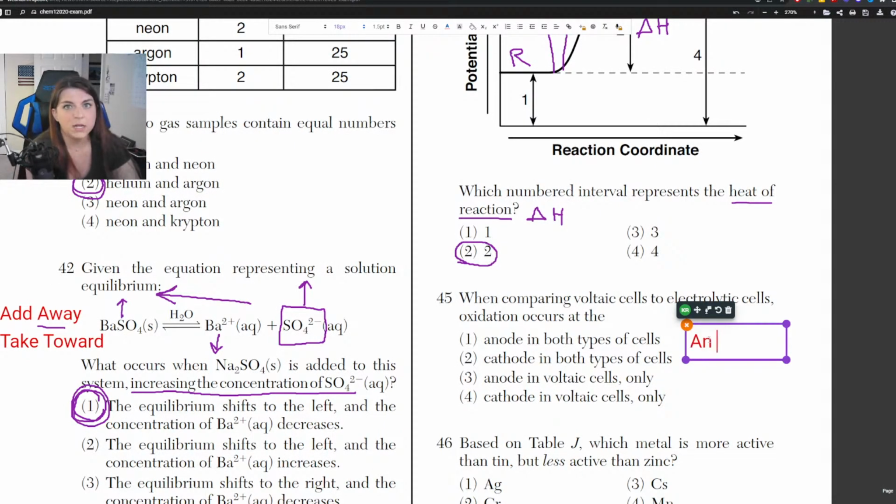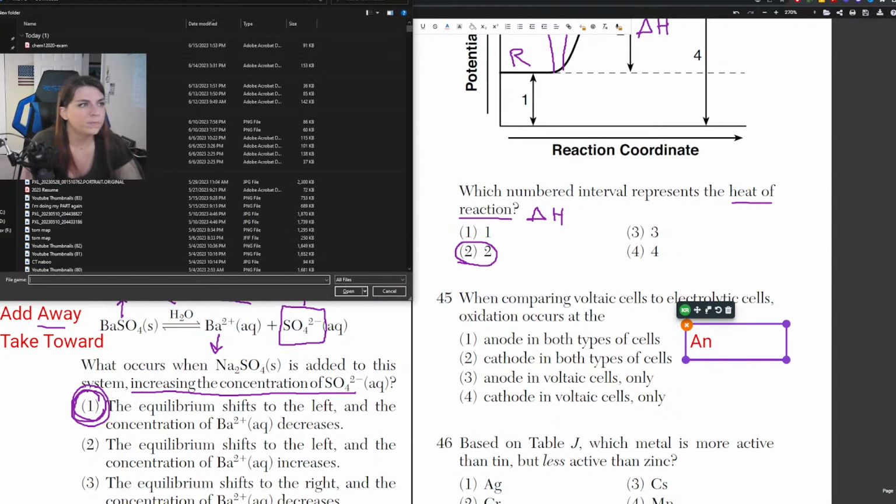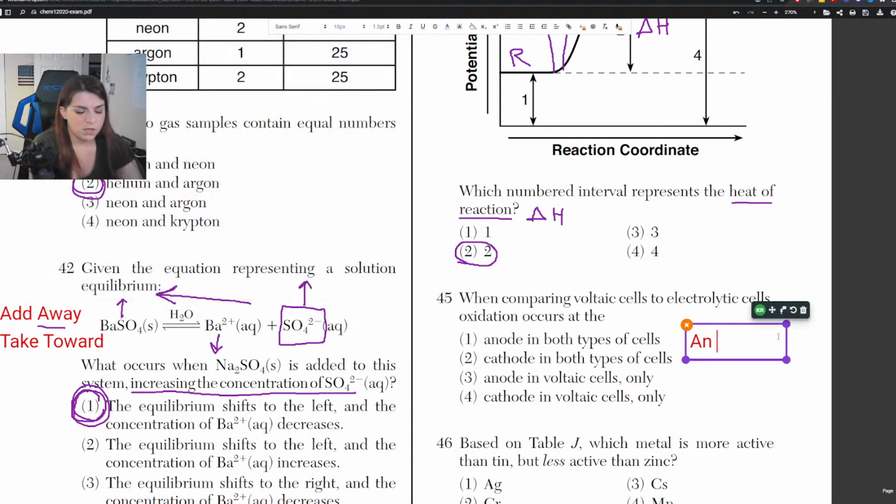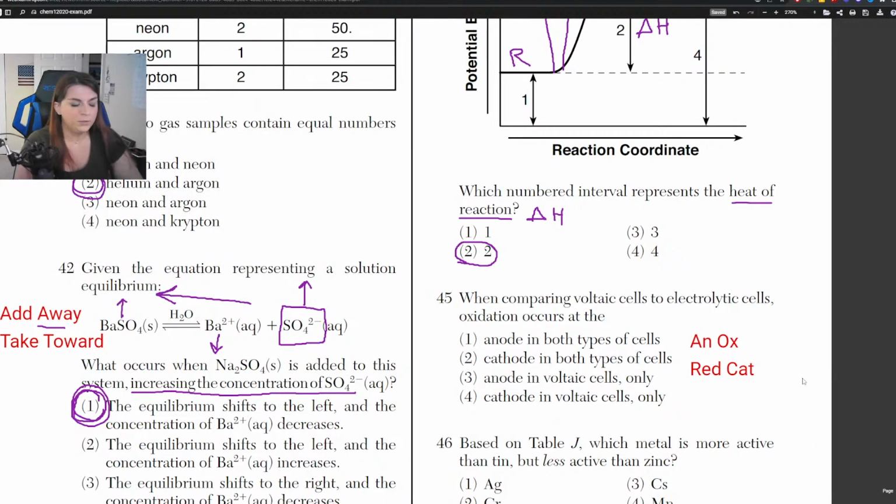It's An Ox. Oops. An Ox and the Red Cat. An Ox is like a bison type thing. It's an animal. Anode is where oxidation occurs and reduction occurs at the cathode, the Red Cat. And that again does not depend on the type of electrolytic cell. So that would be choice 1.